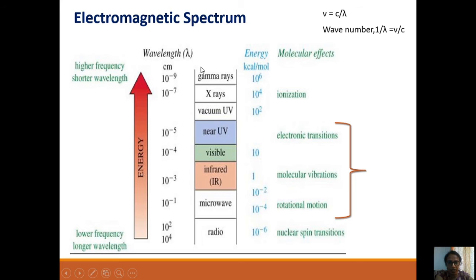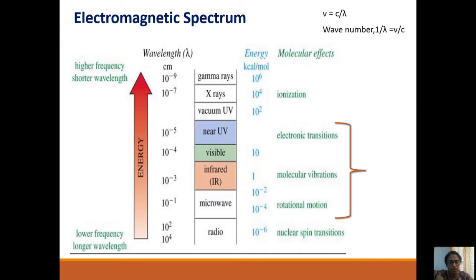This is an electromagnetic spectrum from top to bottom. We can see that the wavelengths are shown in increasing order in the spectrum, and in the microwave region, the radiation will result in the rotational motion of the molecule. The infrared transition will result in molecular vibrations, that is, vibrational spectroscopy of the molecule, and the near UV or visible transition will result in electronic transitions.